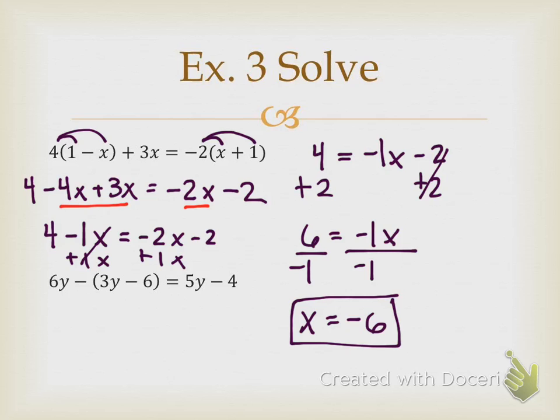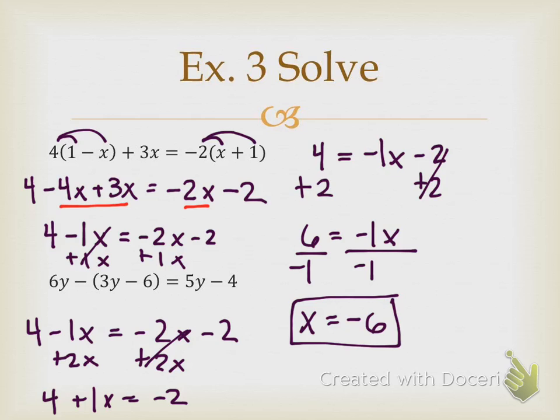Okay? Now, if you did this the other way, I'm going to go back to this step right here. So if I were to go back to 4 minus 1x equals -2x minus 2, and you said, I want to add 2x on both sides. So we add 2x, I get 4 plus 1x equals -2. Then I would subtract 4, and I would get 1x is equal to -6. Well, I don't technically need to divide by 1. So did I end up getting the same answer? Yes. So you know that's a possibility to do it either way.